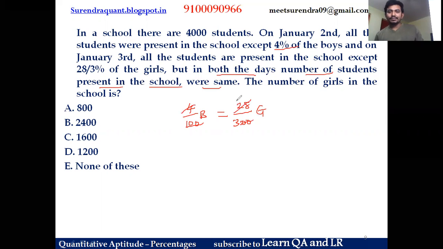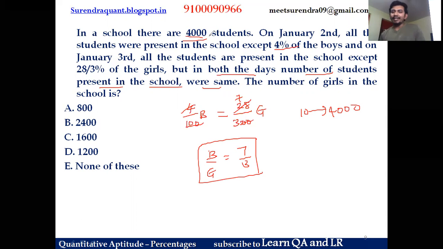4 goes 7 times. What is boys to girls ratio? That is 7 by 3. So totally boys and girls, 7 plus 3, 10 parts. If 10 parts is 4,000, the total students is 4,000, right? So boys and girls are together 10 parts. So boys are 7, girls are 3, 7 plus 3, 10 parts is 4,000. Number of girls are 3 parts only, right? So 3 parts are how many?